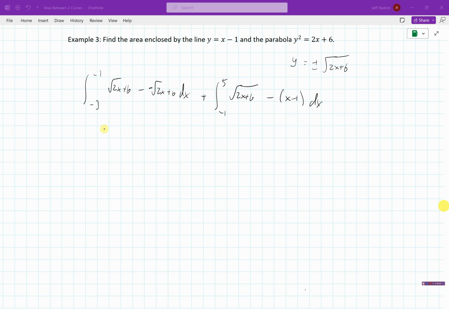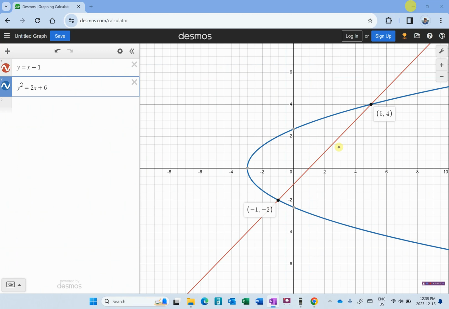So another way we can do this that's a lot easier than having to do these two separate integrals with respect to x is, let's go back and look at this graph again. And if we look at it horizontally, like look at some horizontal bars here, the nice thing about this is your top function would just be this red line, and the bottom function would just be this parabola. So we can do horizontal rectangles. So that's like integrating with respect to y.